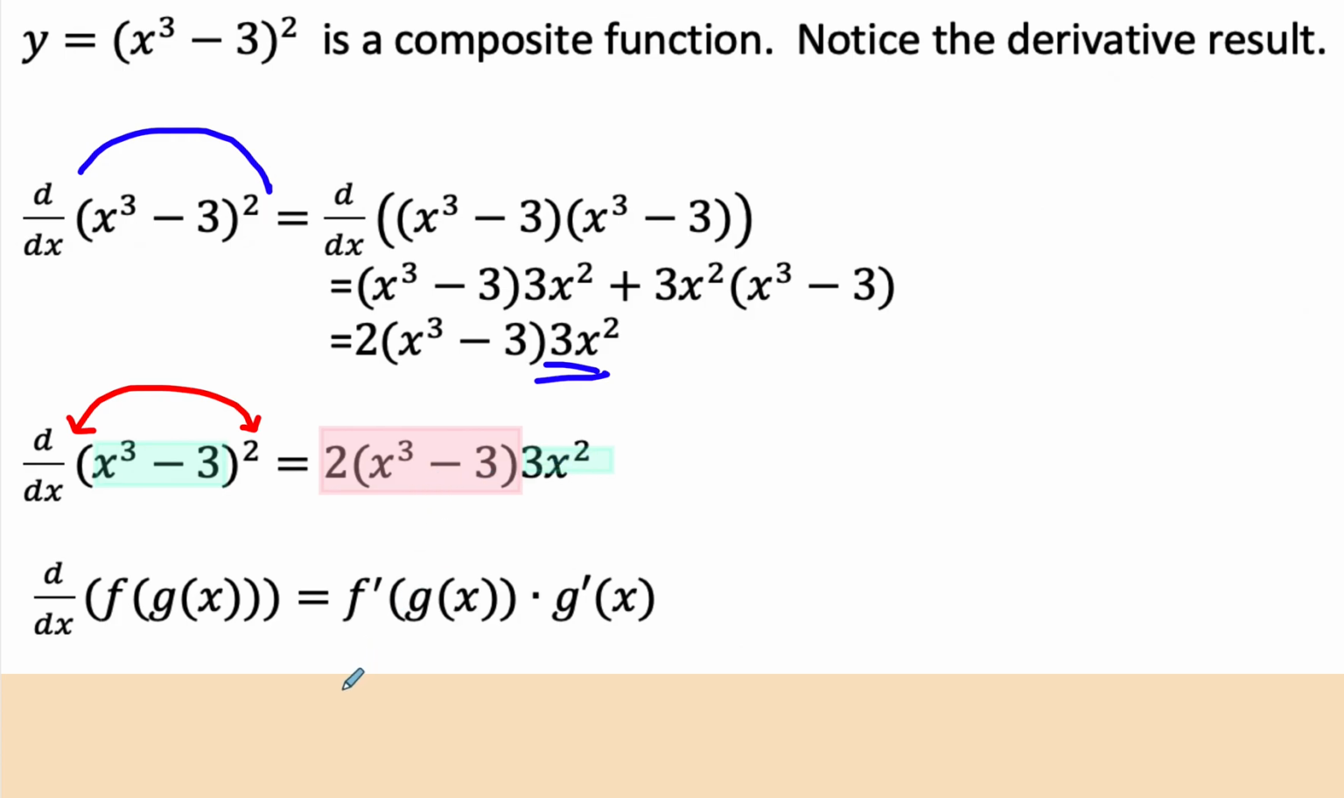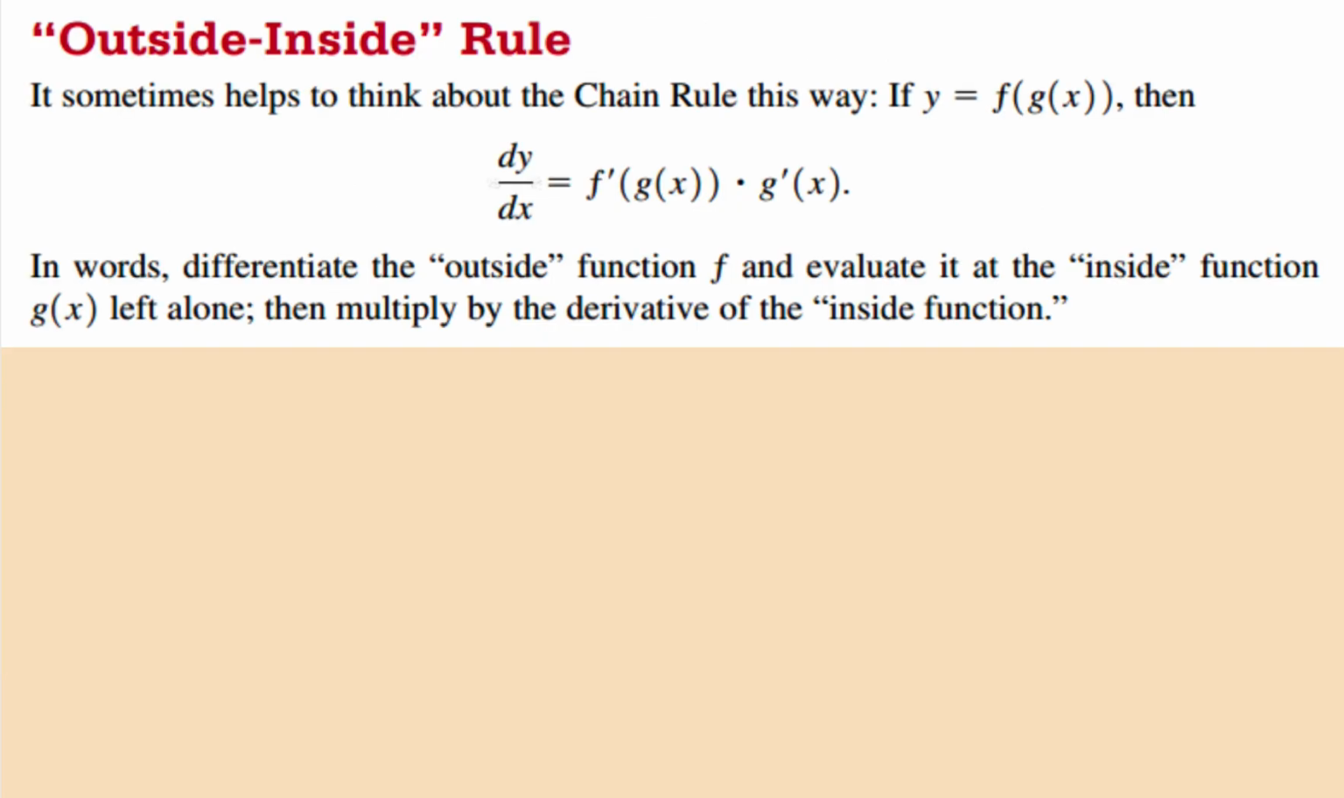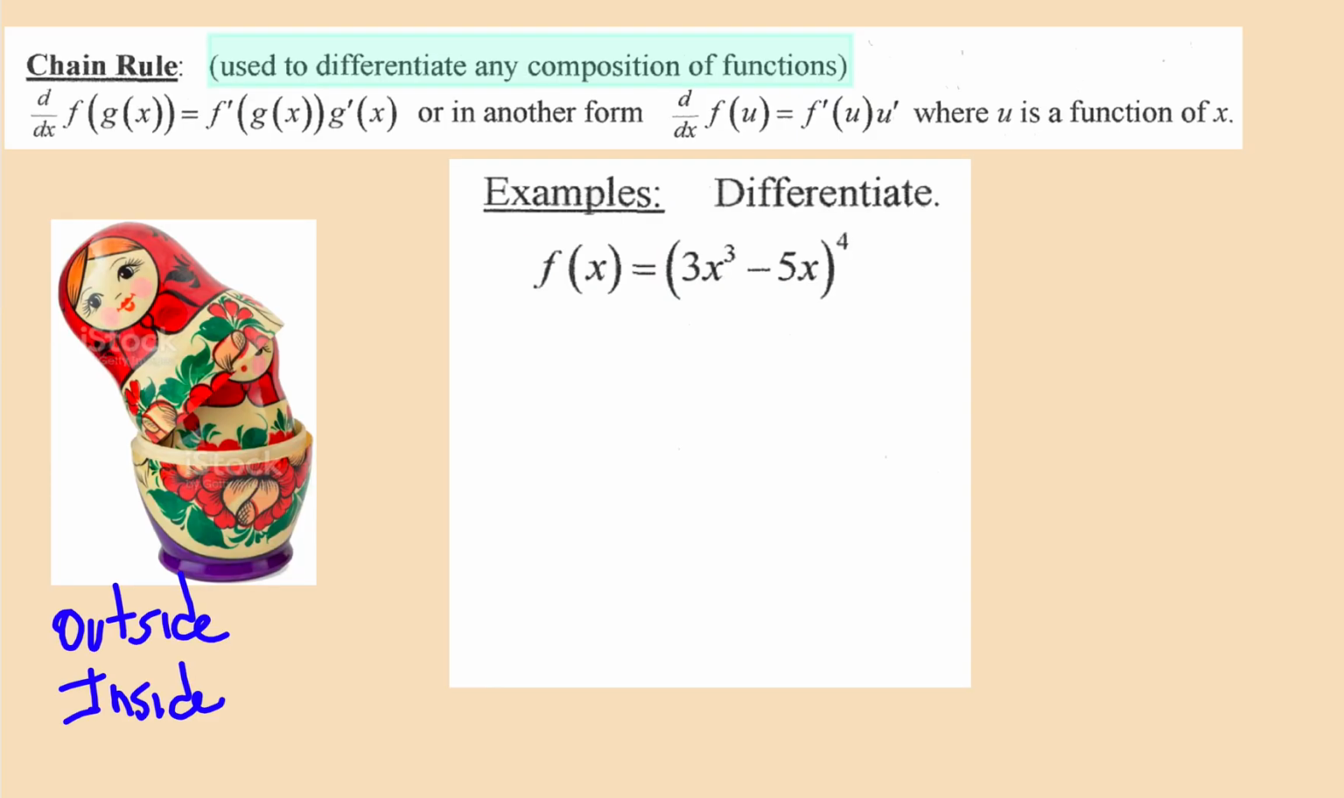This suggests what we're going to be learning today. The derivative of a composite function is the derivative of the outside with respect to the inside, leave the inside alone, times the derivative of the inside. Let's say that one more time. When we use the chain rule, when we have a function inside of a function, in words, we differentiate the outside and evaluate it at the inside function. So g of x is left alone, then multiply by the derivative of the inside function. Let's go ahead and do an example.